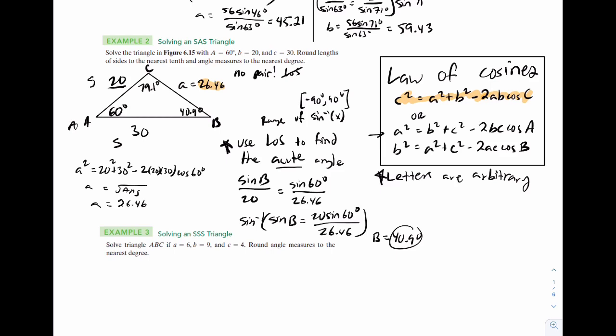So notice how they're all acute, so it wouldn't matter in this case, but it would matter if one of the angles were obtuse. So that's why you really want to highlight this part. Use law of sines to find the acute angle.